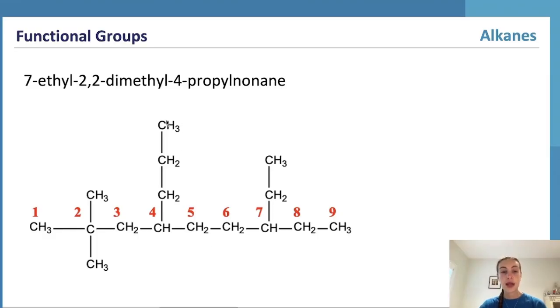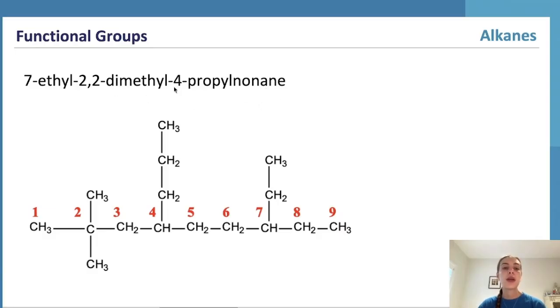Or if we counted from here, 1, 2, 3, 4, 5, 6, 7, 8, 9. There's plenty of ways, but the longest possible chain which can be formed is 9 carbons long, so we're going to be saying it's a nonane molecule.